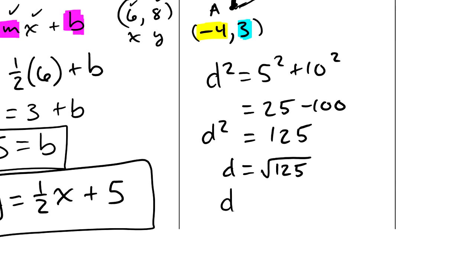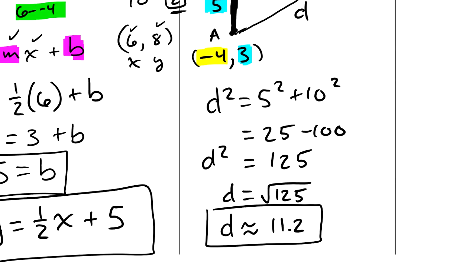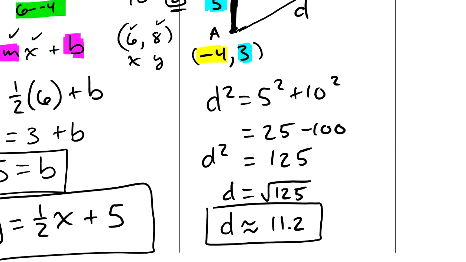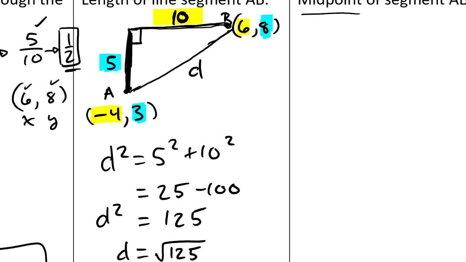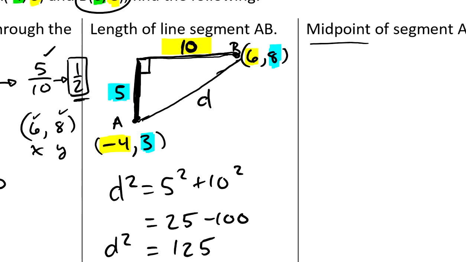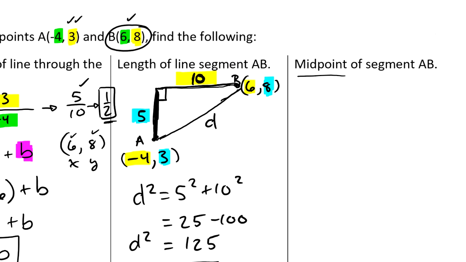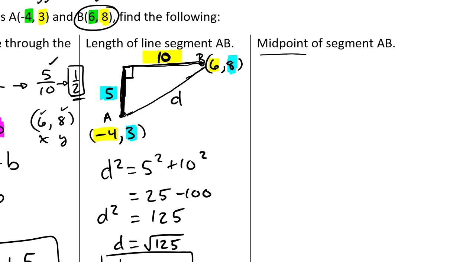And when I calculate that using my scientific calculator, I get the distance is about 11.2 units. So the distance between A and B is about 11.2 units. So that's the length of line segment AB. And then finally, we need to figure out the midpoint of segment AB. So let me zoom out so we can see the points and write the midpoint.